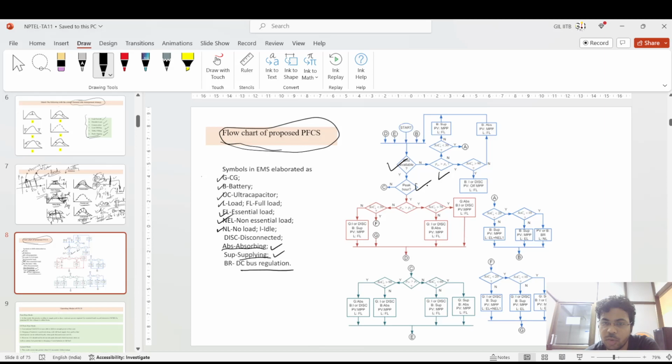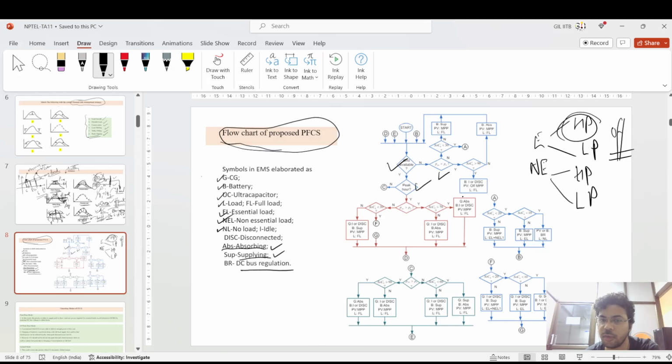Also you have the peak hour strategy. You have essential and non-essential loads, and in the essential loads you have high power consuming loads and low power consuming loads. In the non-essential also you have high power consuming and low power consuming loads. So you can shift these high power consuming loads to the off-peak duration. So this is a kind of flexibility.